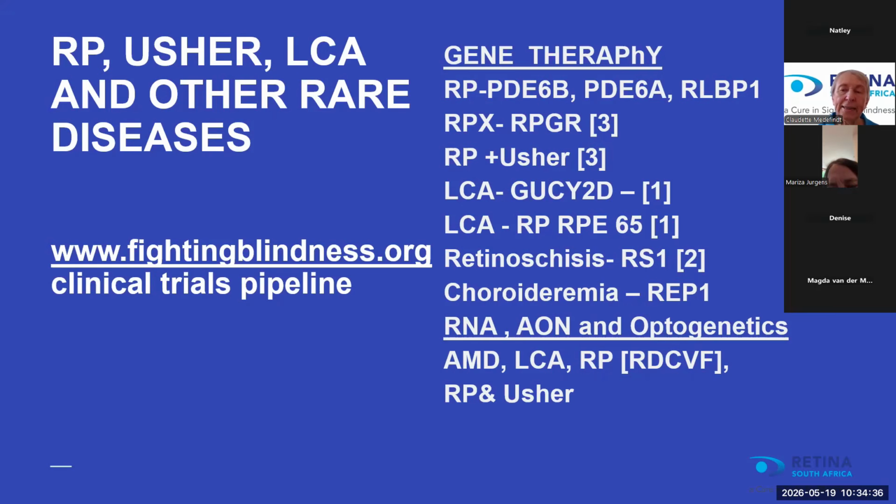For RP and Usher's, there are 3 because there are some common pathways. For LCA, the GUCY2D gene, there's 1 clinical trial. And for LCA, the RPE65, there is another gene. Retinoschisis, there are 2 different clinical trials. For choroideremia, there's 1, but there's only 1 gene. And then we've got other interesting interventions in clinical trials like RNA therapy, AON, and optogenetics. Again, if you look at that website, you will get it.